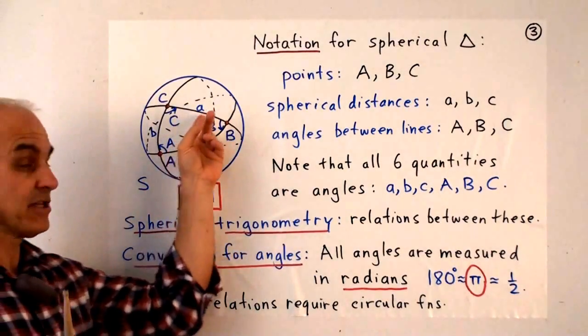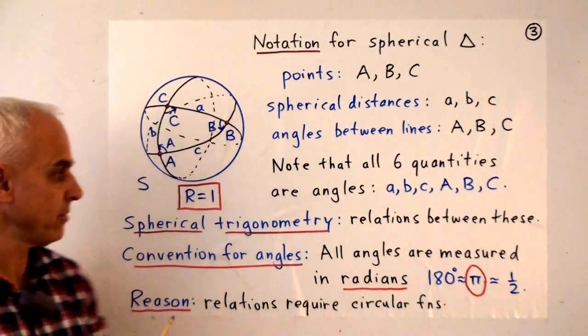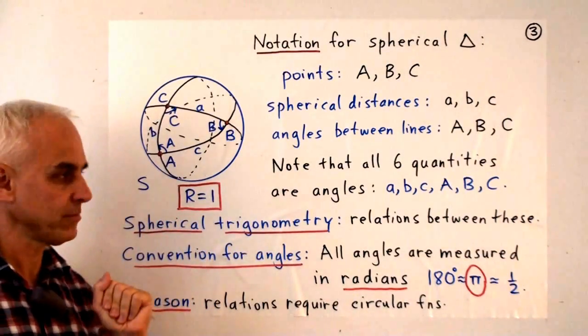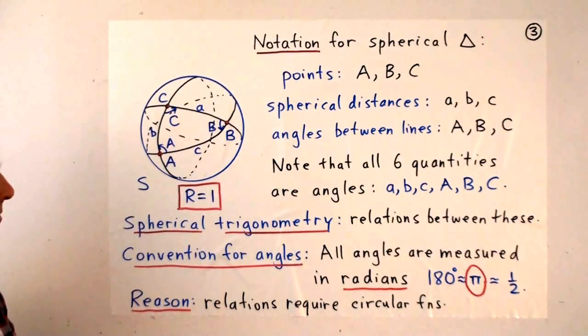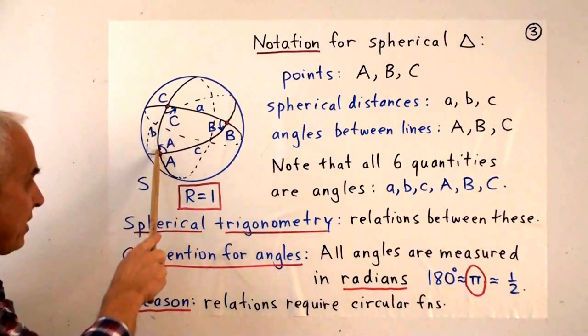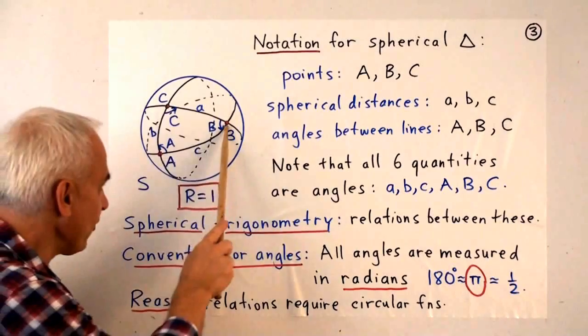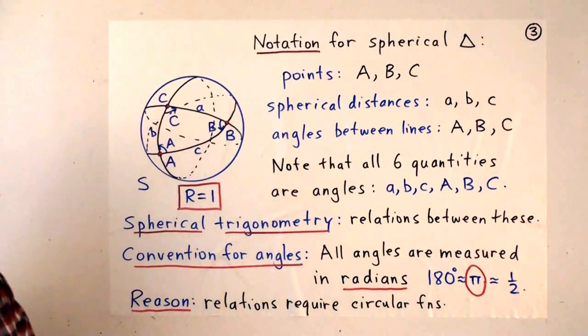So we're calling it a distance, but it's actually an angle, because we're going to assume that the radius of the sphere is 1 for simplicity. Similarly, the spherical distance b is opposite the vertex B, and the spherical distance c is opposite the vertex capital C.